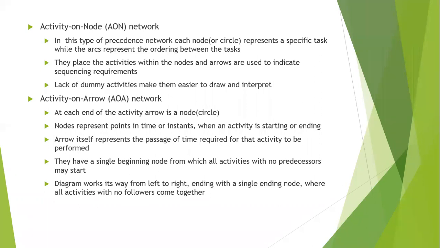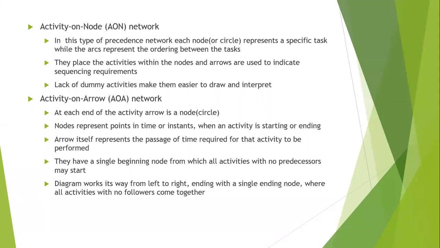tasks. Okay, so rather than having an activity represented on arrow, I am representing the activity on the node itself or on the circle. Okay, they place the activities within the nodes and arrows are used to indicate the sequence and requirements. Okay, so this is activity on node. Means what? The activity is not represented on the arrow, it is represented on the node itself. And here dummy activities are not there, so it is easier to draw.